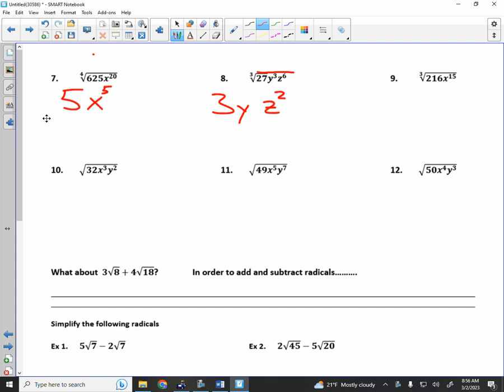Is 216 a perfect cube? Yep. What is the cubed root of 216? It is 6. X to the, what do you multiply by itself 3 times to get x to the 15th? X to the 5th. Yeah.